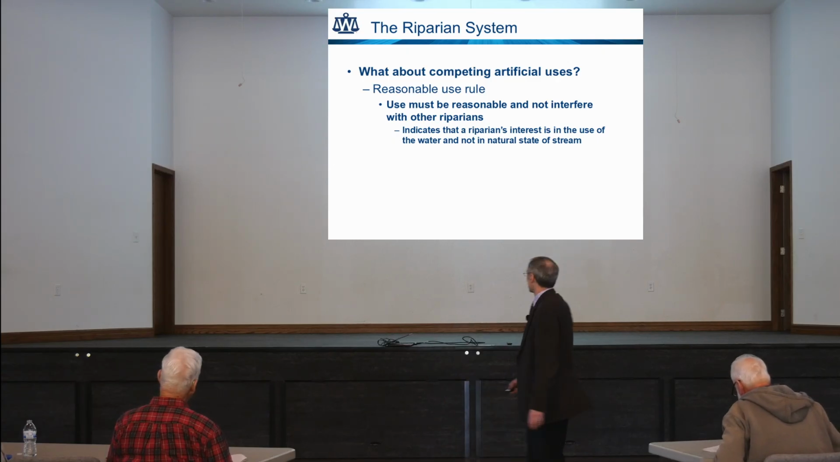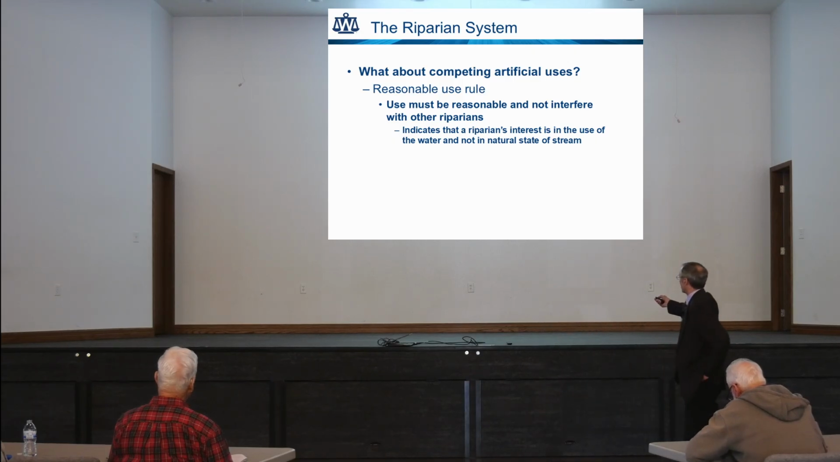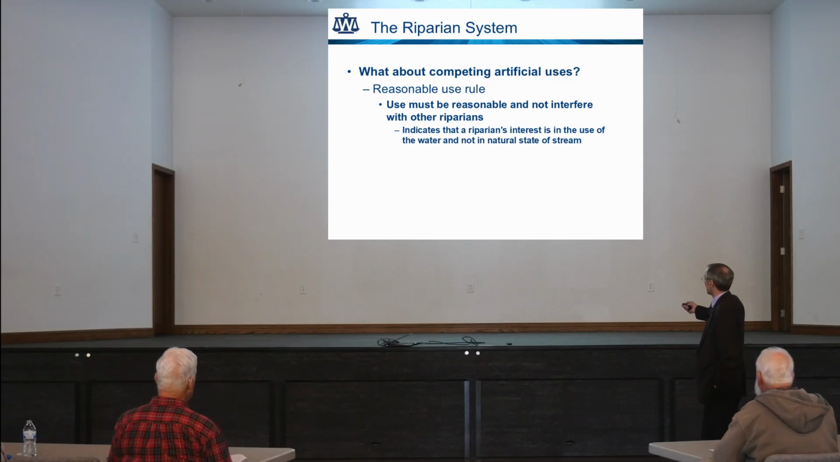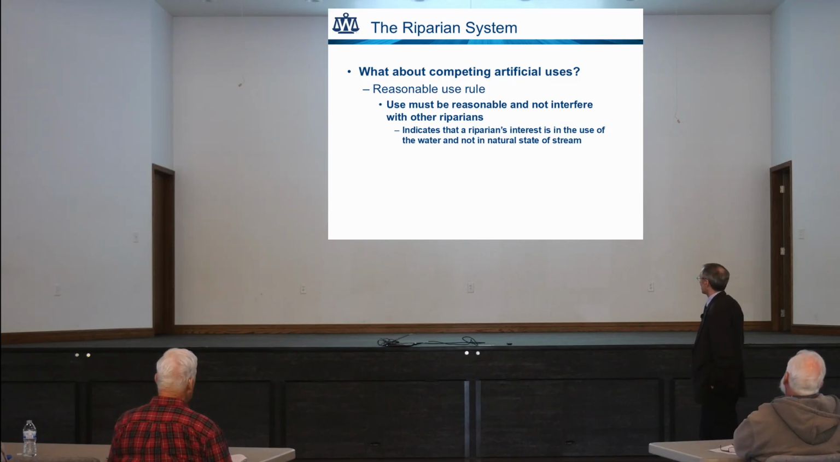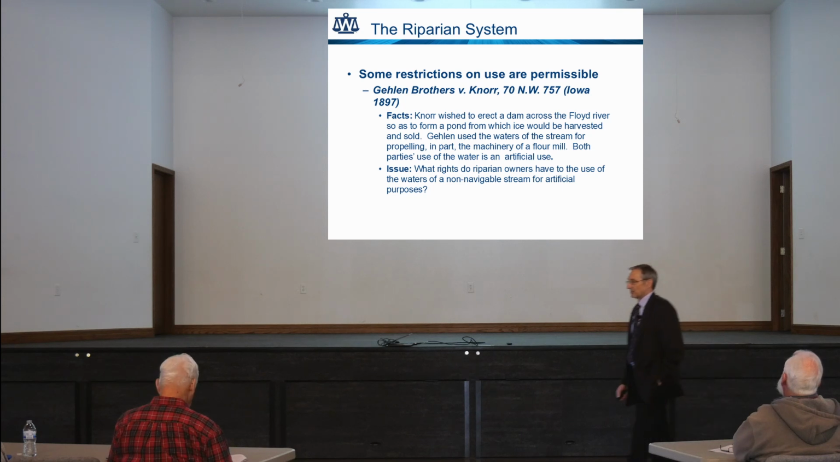Reasonable depends on the circumstances. And that use also must not interfere with other riparians. So that indicated that a riparian's interest is in the use of the water, not in the natural state of the stream. But some restrictions on use are permissible.